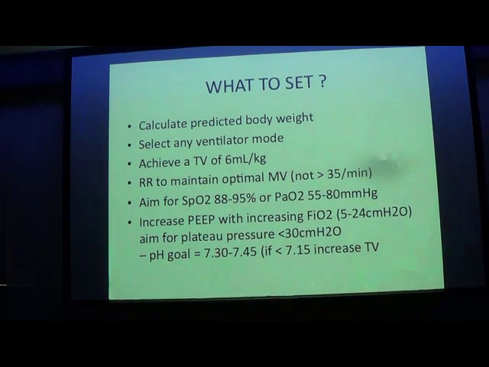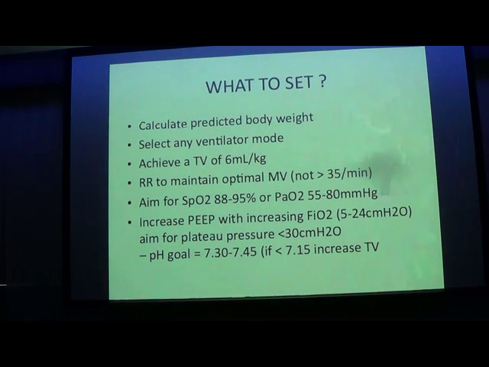Select any of the ventilatory modes, and achieve a tidal volume of 6 ml per kg or 8 ml per kg depending upon the plateau pressure. The respiratory rate, you can go up to 35. This is from the ARDS net scale. And aim for a saturation of 88 to 95.